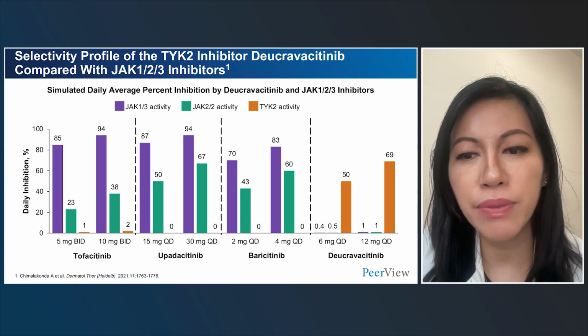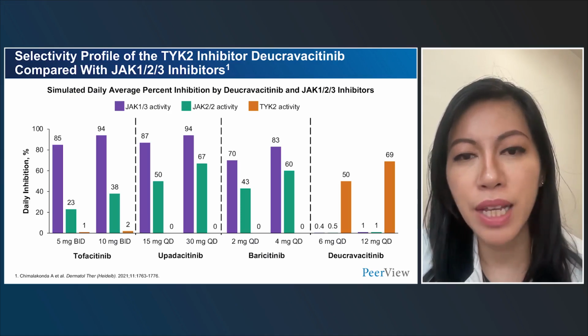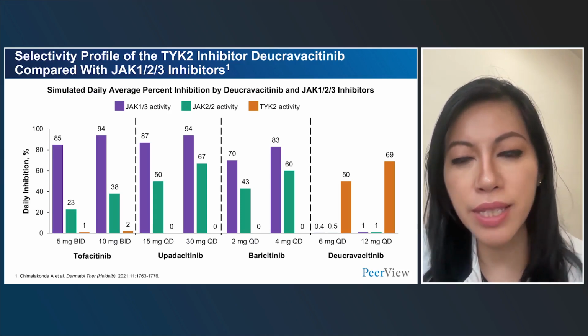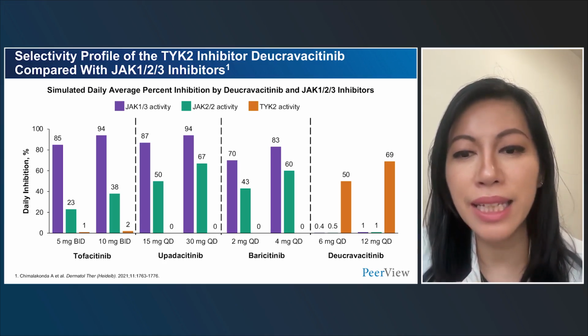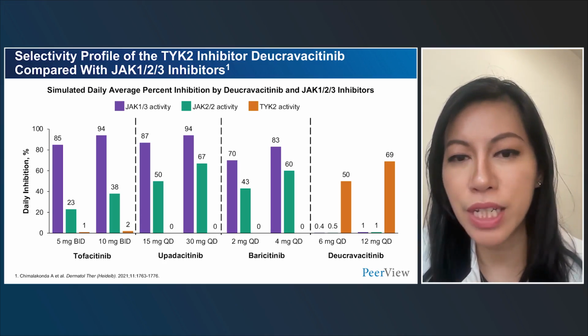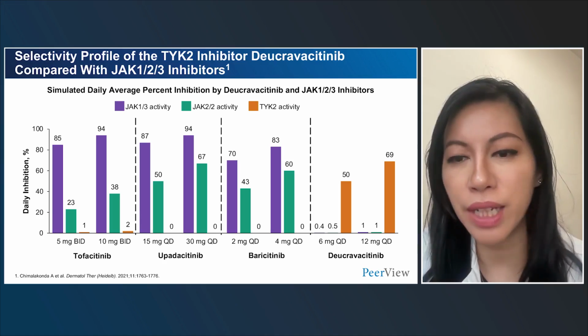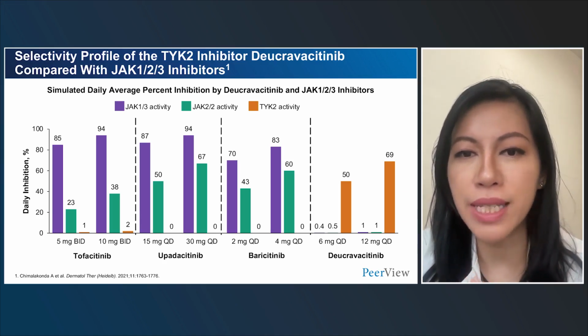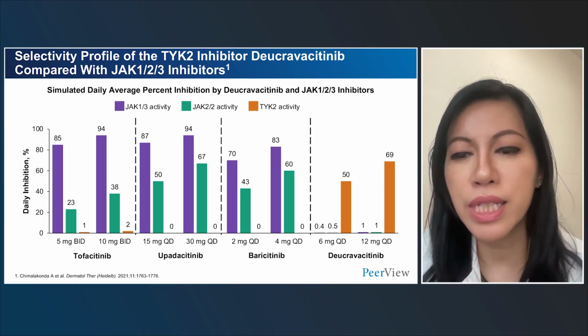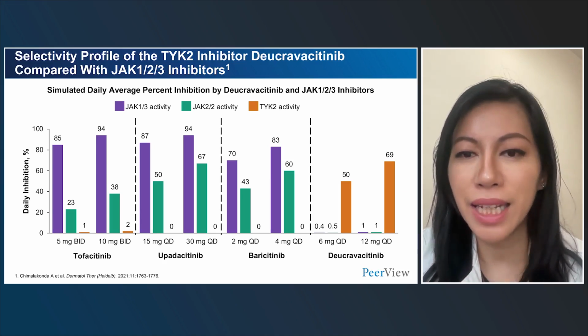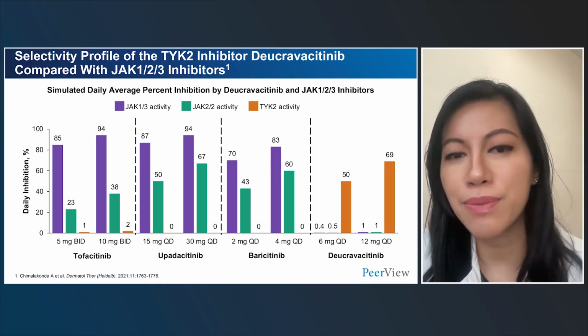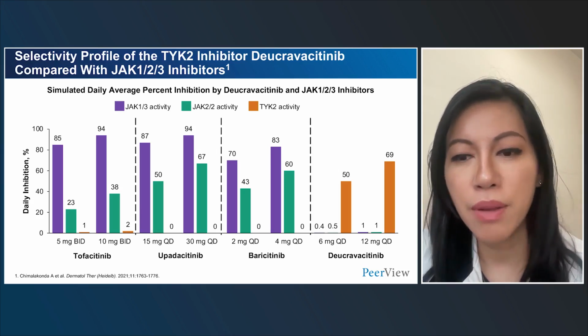And let me show you some of the data further supporting this. So in this graph, you see different medications listed across. The last one here is deucravacitinib. The bars represent daily inhibition of different activities, whether it's TYK2 activity or JAK1/2 or JAK2/2 activity. So if you look first to the very right side of this slide, you'll notice that deucravacitinib daily inhibition only affects TYK2. It has minimal effects on JAK1 and 3 and minimal effects, if any, on JAK2.